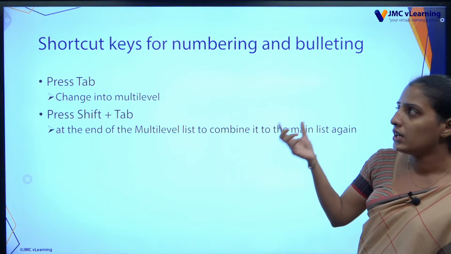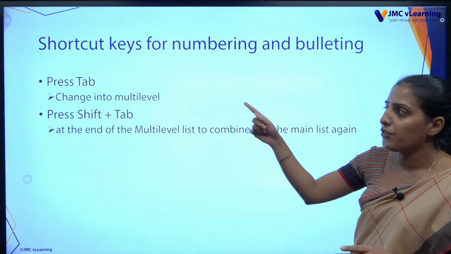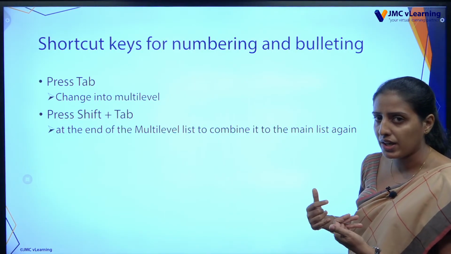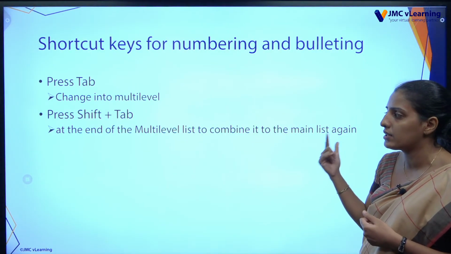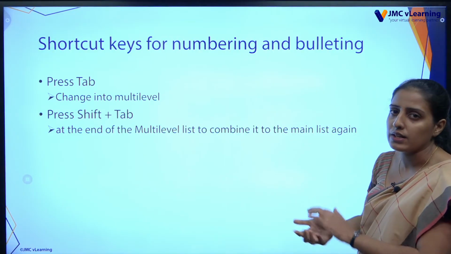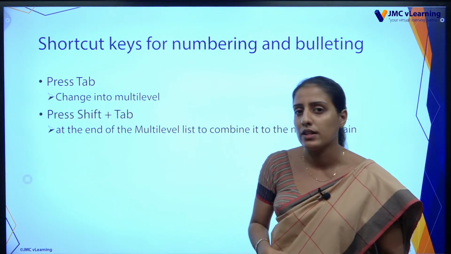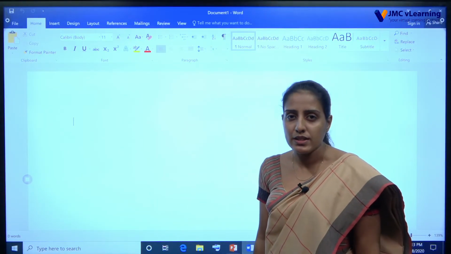Now remember the shortcut keys for numbering and bulleting. If you press the Tab key on the keyboard, it changes into multi-level. Press Shift Tab at the end of the multi-level list to combine it with the main list again. I will do the practical and show you here. So let us start the bullet and numbering practical session.